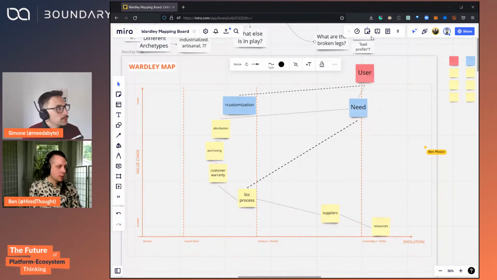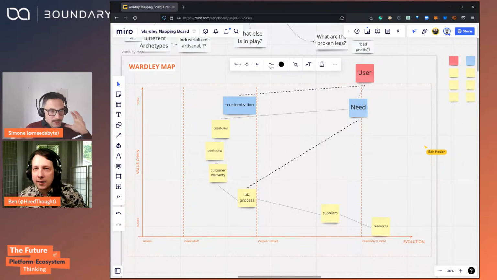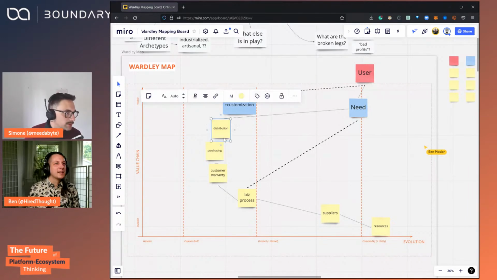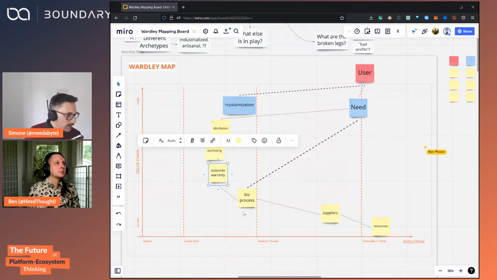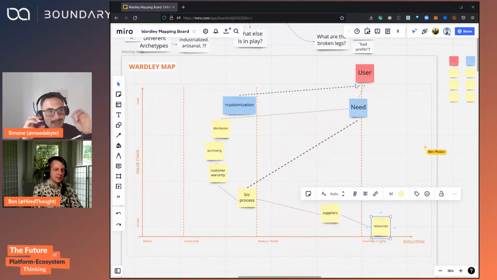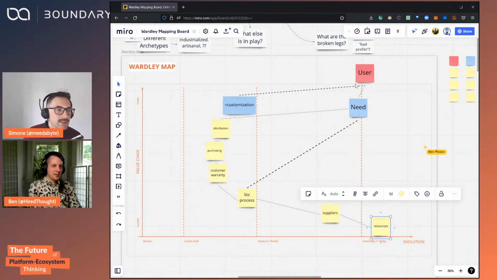So before we move into wondering more about how this shape of the market is evolving, it's also maybe good to see if there is some key element. At the moment we mapped distribution, purchasing, warranty, and business process, suppliers, resources. Would it make sense, if you look into what are the key elements of these archetypes, what could they be? So what are the pieces that instinctively you say, why is that not on the picture?